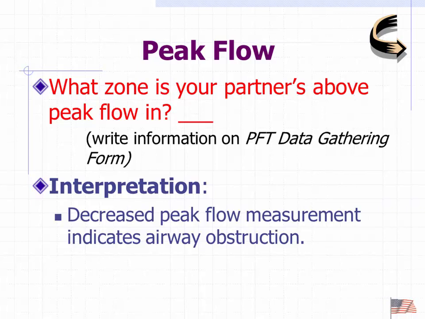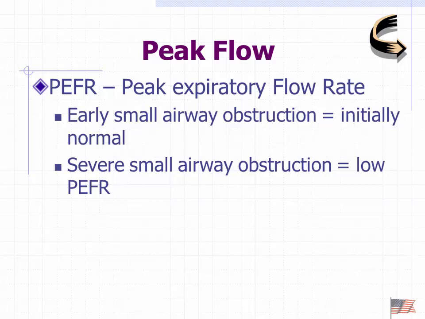So this is an indication, again, of airway obstruction, the way that we can evaluate it. In the early phase, it may be normal, but recognize that as asthmatics progress, they'll end up having that peak flow measurement drastically reduced. It's probably the most sensitive index that we could use.